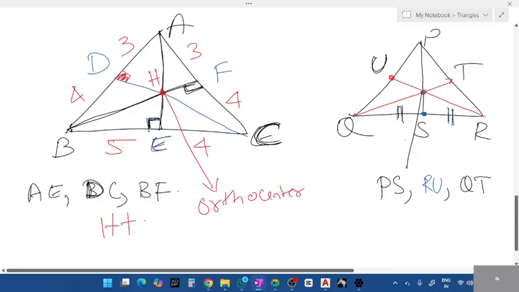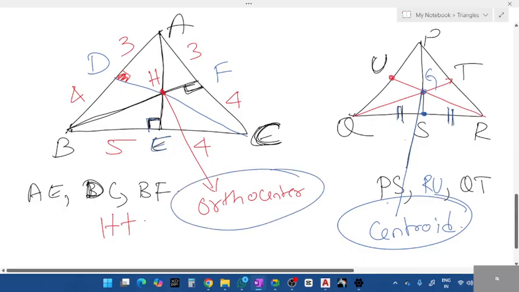And where all three meet, what do you call this point? Centroid. So look at the difference. When three medians meet at a point, you call it centroid. When three heights meet at a point, orthocenter.